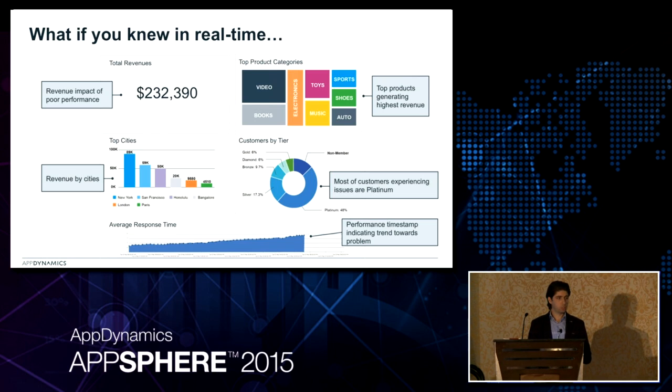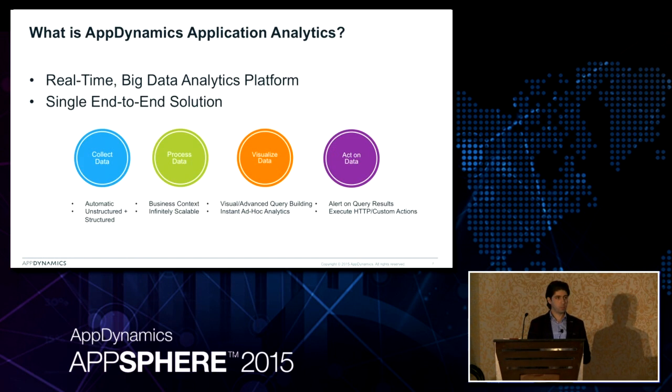So to answer all these questions and run a software business, we offer an analytics solution called Application Analytics in AppDynamics. It's a real-time big data analytics platform, a single end-to-end solution. To run your business, you need to have visibility into your data. Through our platform, we make it super easy and simple for you to collect data and have visibility over your data.